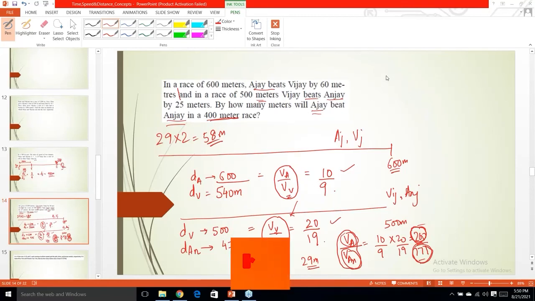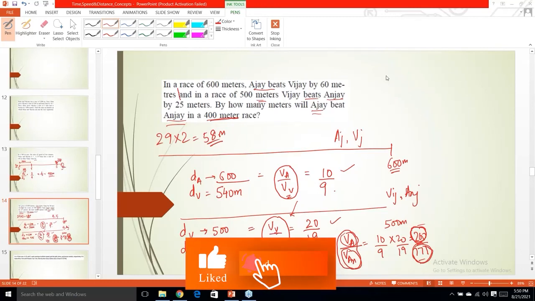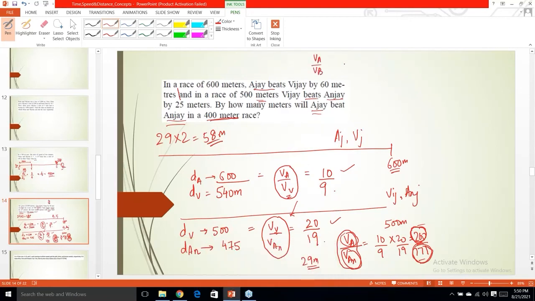What I wanted to show you in this example is this kind of manipulation. For instance, if the ratio of speeds of VA and VB is given, and VB and VC is given, if you just multiply these two, you get VA by VC. This is the kind of manipulation that I wanted to show you.